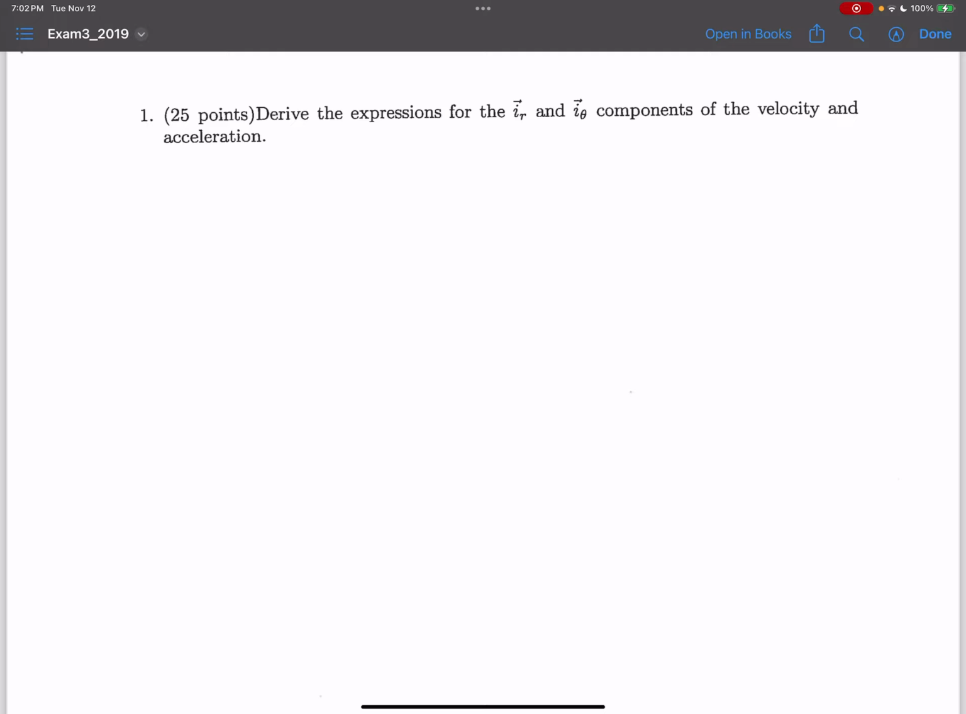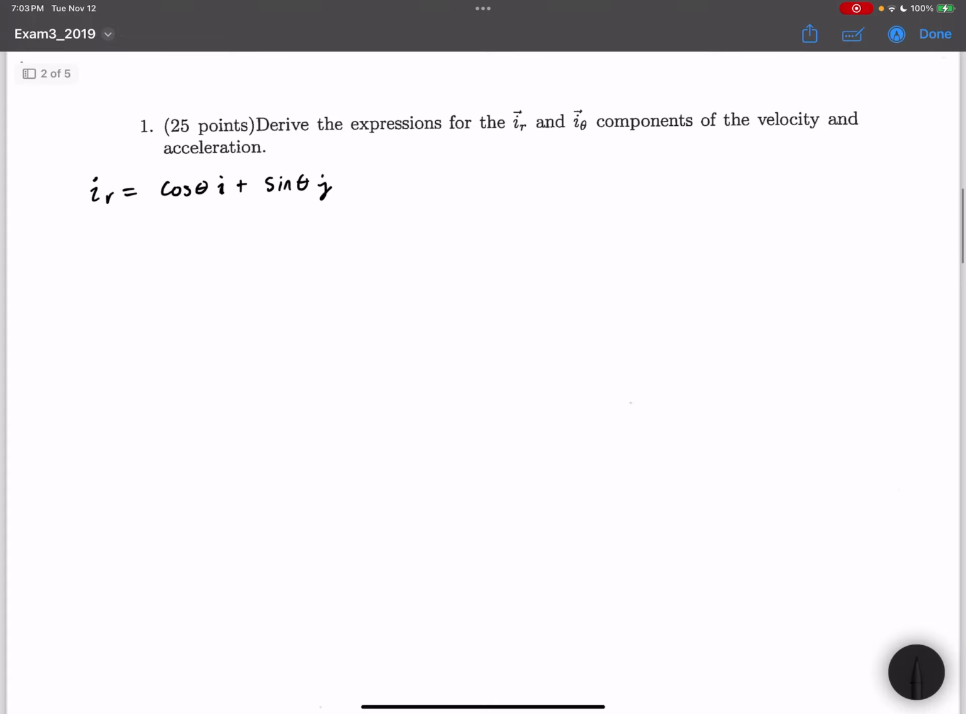What we want to start off with is i_r equals cosine theta i plus sine theta j. I might even post this separately just because it's such an important question. And then i_theta is negative sine theta i plus cosine theta j.